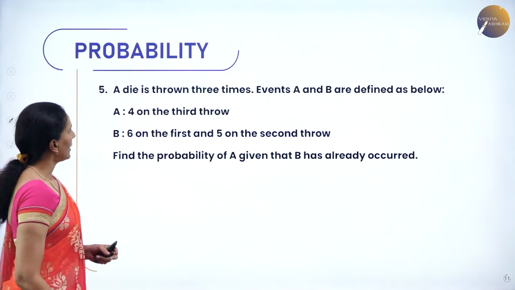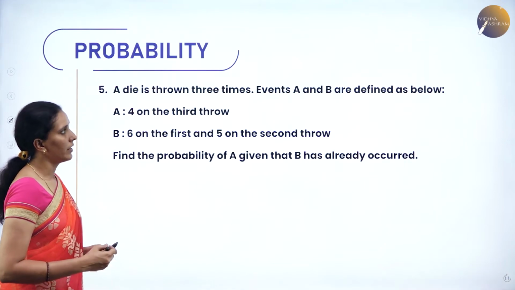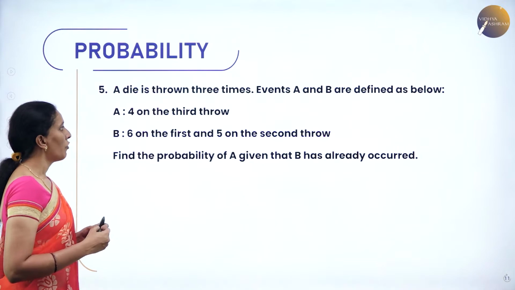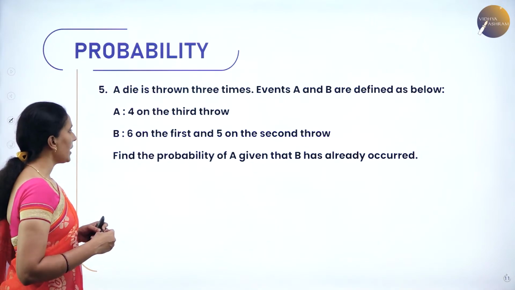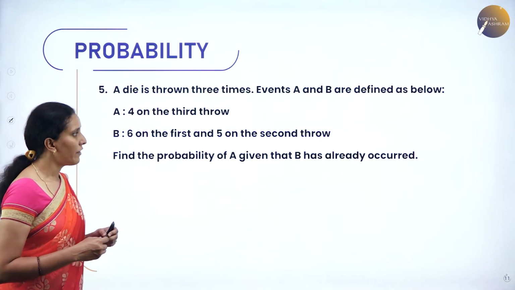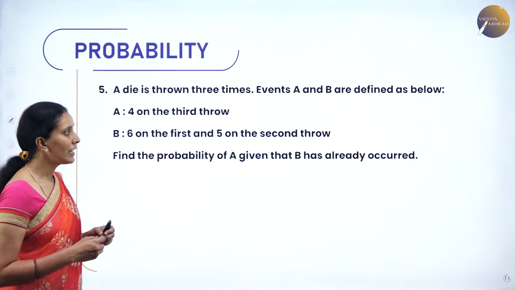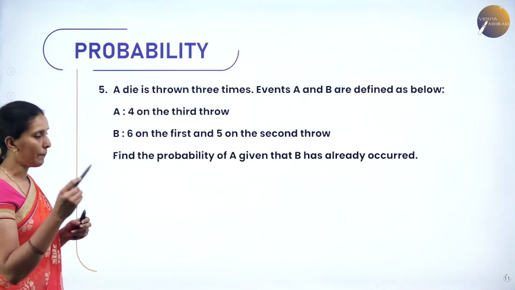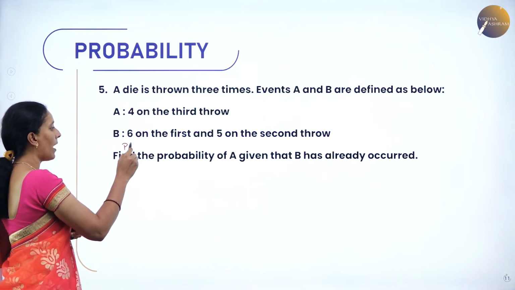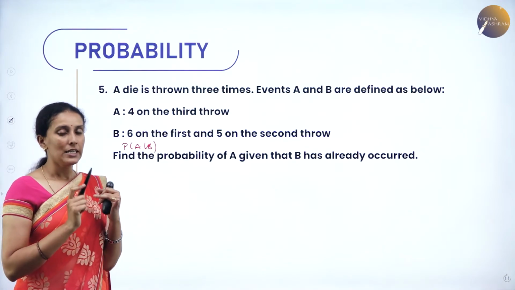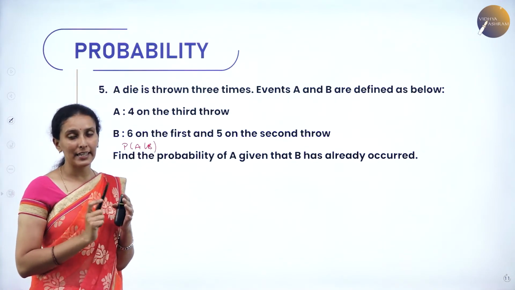Next one. A die is thrown 3 times. Events A and B are defined as below. A: a 4 on the third throw. B: a 6 on the first and a 5 on the second throw. Find the probability of A given that B has already happened. So we need to calculate the probability of A given B. For that we need set A, set B, as well as A intersection B.